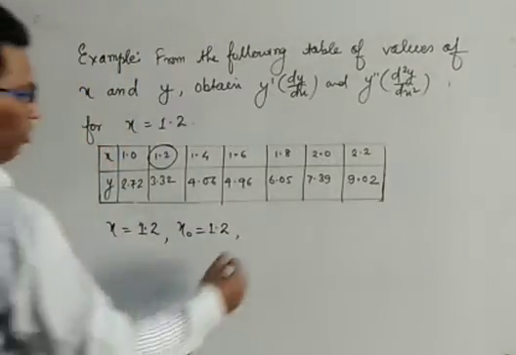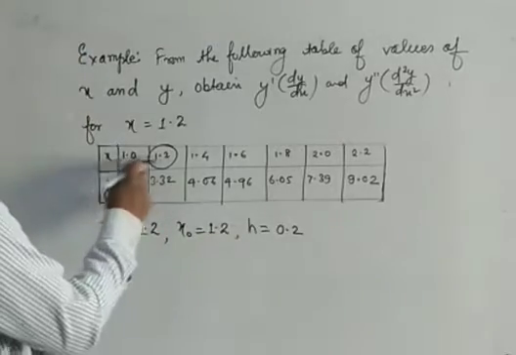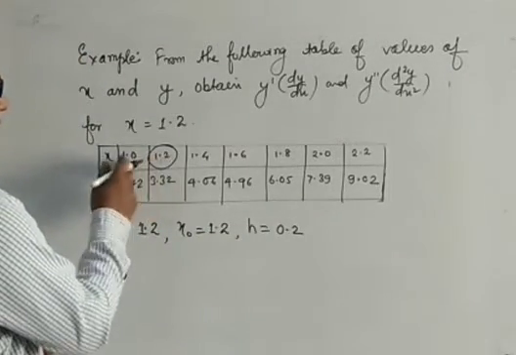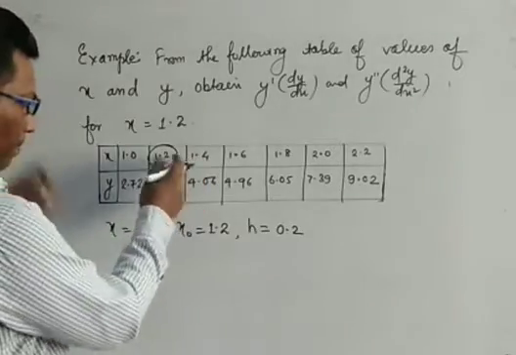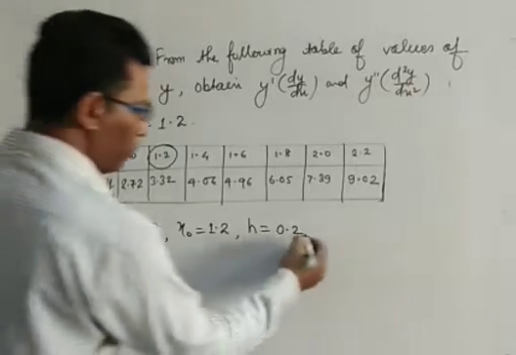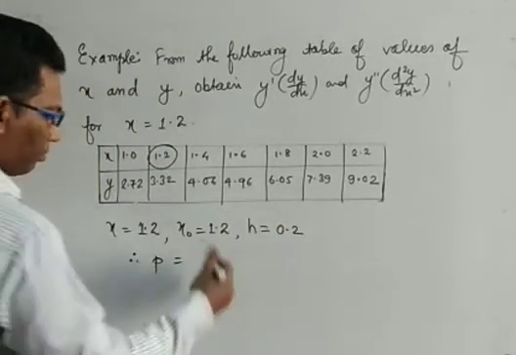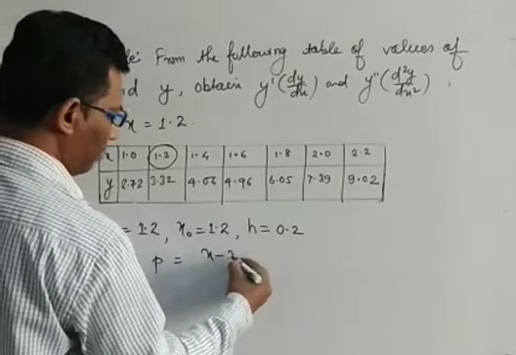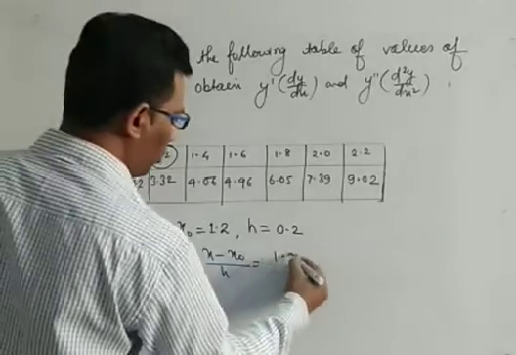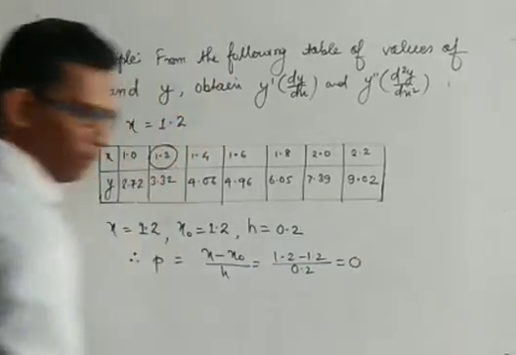Also, the value of h equals 0.2, as the difference between the values of x is 0.2. That is, 1.2 minus 1.0 is 0.2, 1.4 minus 1.2 is 0.2. So h equals 0.2. Therefore, p equals (x minus x0) by h, that is (1.2 minus 1.2) divided by 0.2, that is 0.